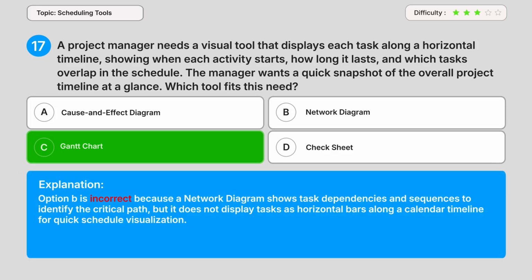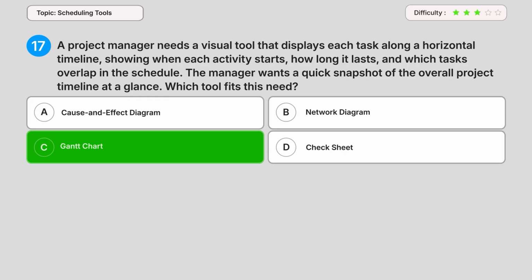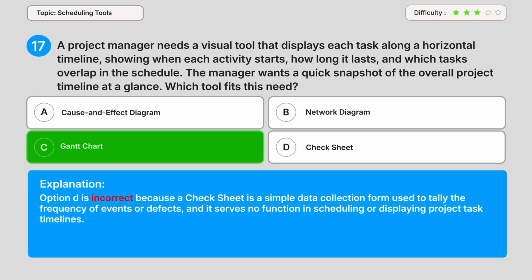Option B is incorrect because a network diagram shows task dependencies and sequences to identify the critical path, but it does not display tasks as horizontal bars along a calendar timeline for quick schedule visualization. Option D is incorrect because a check sheet is a simple data collection form used to tally the frequency of events or defects, and it serves no function in scheduling or displaying project task timelines.